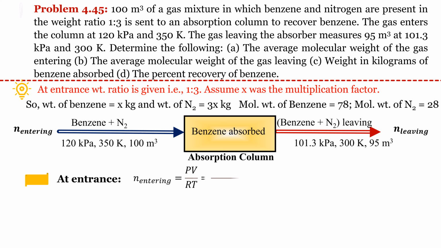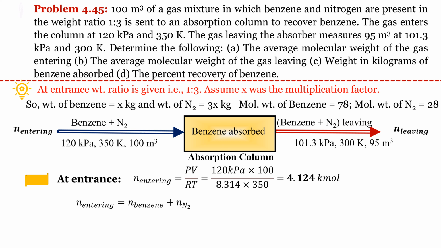Now we can write at entrance, N entering will be equal to PV by RT. We can simply put the values of pressure, temperature and volume. So the number of moles at entrance will come out as 4.124 kilomole.